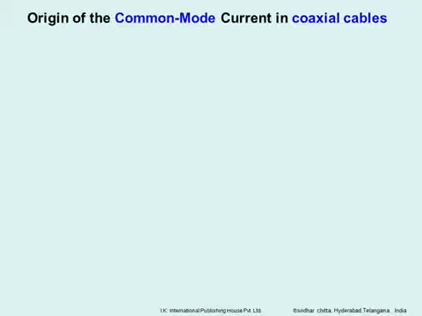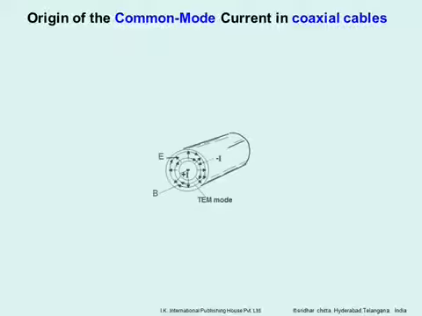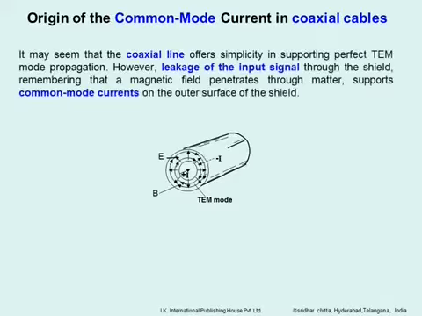We will now study the origin of the common mode component of current in coaxial cables. It may seem that the coaxial line offers simplicity in supporting perfect TEM mode propagation. However, leakage of the input signal through the shield, remembering that a magnetic field penetrates through matter, supports common mode currents on the outer surface of the shield.